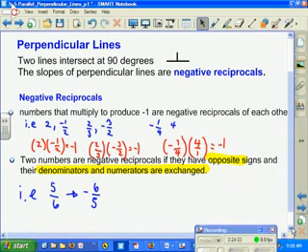Greg. Yes. So if you see this point right here, the reciprocal would be the opposite side. That's a really good question. Right now we were thinking negative reciprocals the whole time, but if you have a negative slope to begin with, the negative reciprocal of that is going to be the opposite side. So that's a really good question.